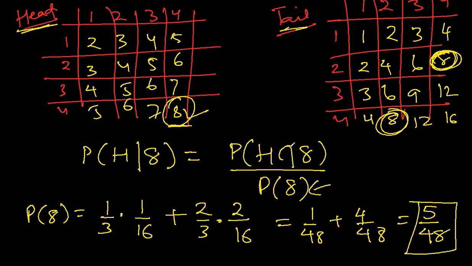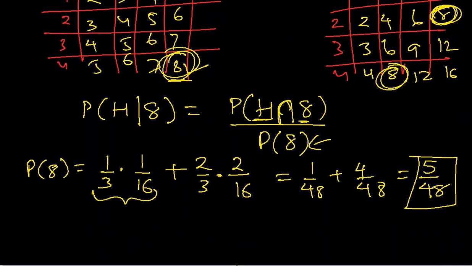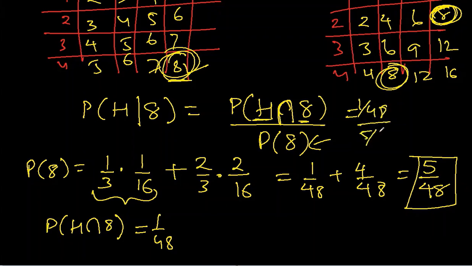Now, in all the cases, how many times do we have a head and 8? So head and 8 is this case, isn't it? So the probability of head and 8, the intersection of the two, will be 1 out of 48. So finally our answer will be 1 out of 48 divided by 5 out of 48. 48 cancels. Answer will be 1/5. This is your final answer.